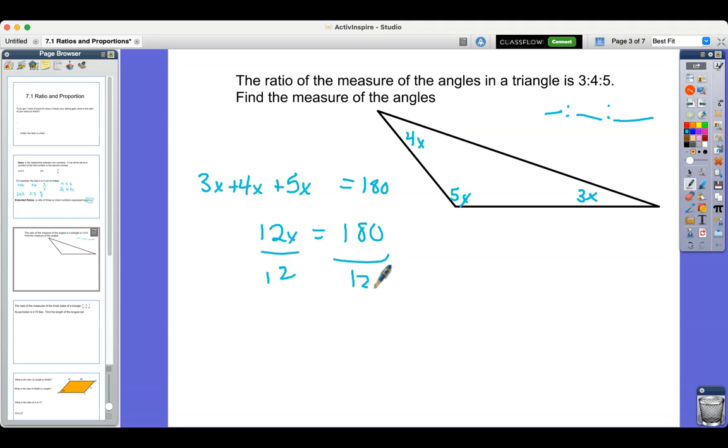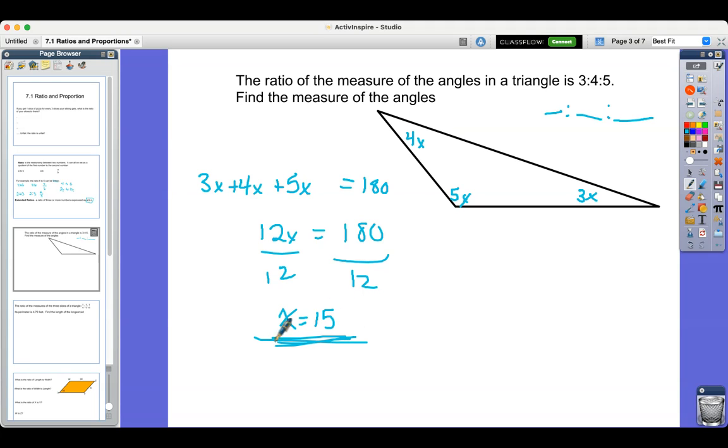What did we get, y'all? I think it's 15, right? Let me double check. I want to do some improper math on here. There you go. 180 divided by 12. Yeah, 15. Our x value equals 15. Now, that's the value of x.